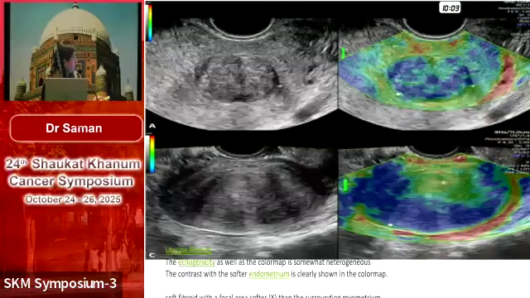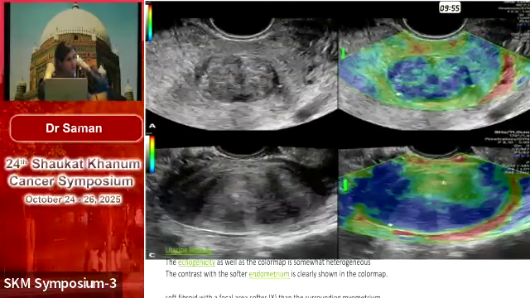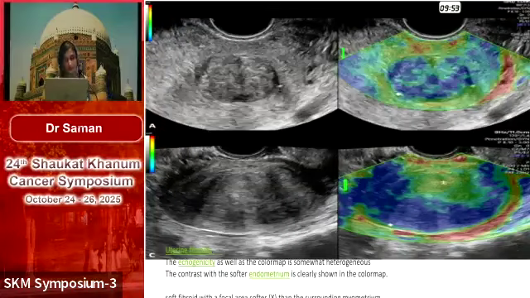Next is a case of fibroid. You can see that the fibroid is more bluish, darker blue as compared to the surrounding myometrium. In fibroid, the stiffness is higher as compared to the surrounding myometrium because of its composition.